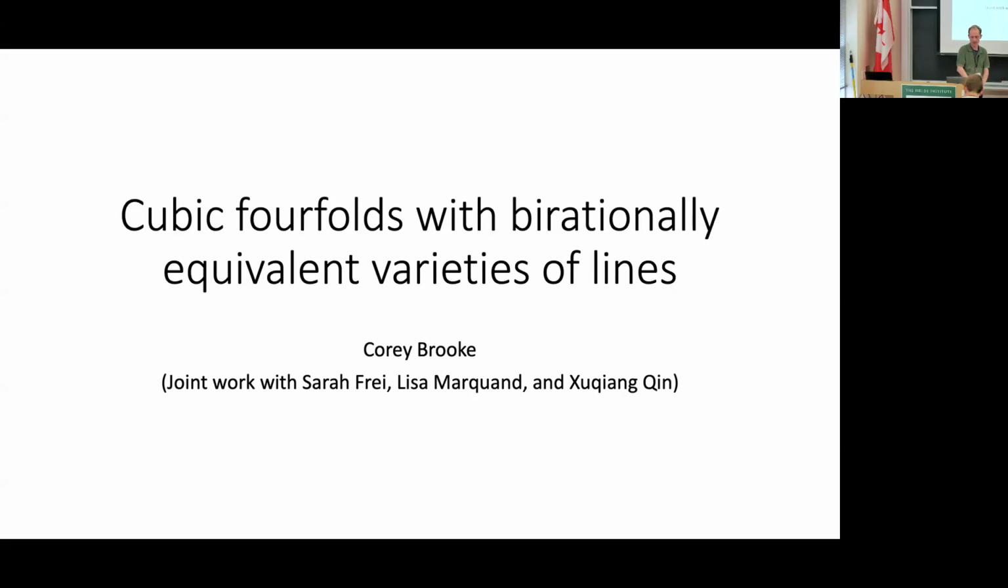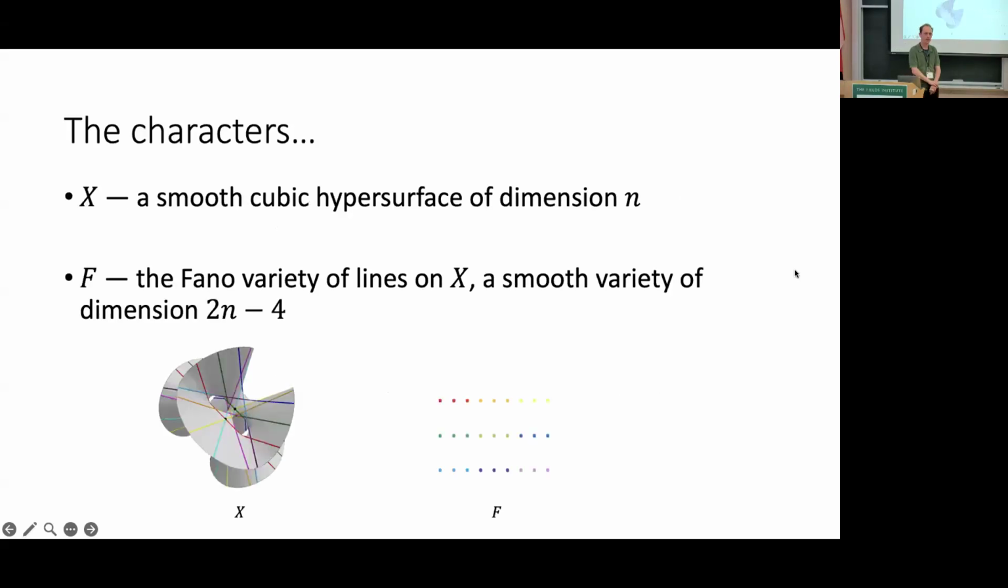Yeah, so this is joint work with Sarah Fry, Lisa Marquand, and Shucheng Chen. And I'm really glad for Sarah's talk this morning because, first of all, I think it was a delight, as it always is, to hear about cubic fourfolds, but also she's introduced the main characters already that I want to talk about. And I just want to show you a cute story that popped up in one of our projects from a couple of years ago that we then explored in a more recent paper.